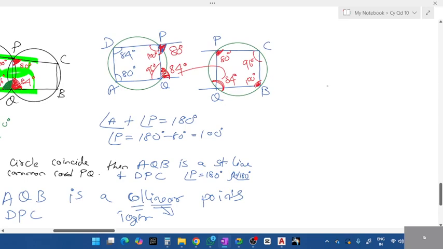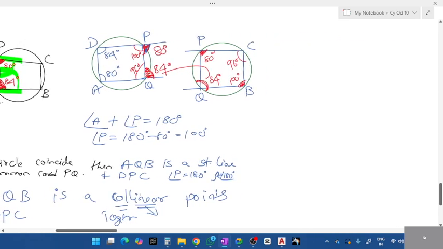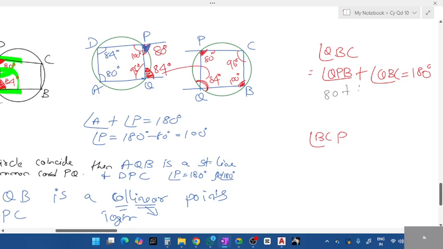So once you complete these two points, the first question is QBC, BCP. So angle QBC, write it like this: angle QBP plus angle QBC is equal to 180 degrees. Opposite angles of a cyclic quadrilateral are equal to 180. So 80 plus QBC is equal to 180. Angle QBC is equal to 180 minus 80, 100 degrees.